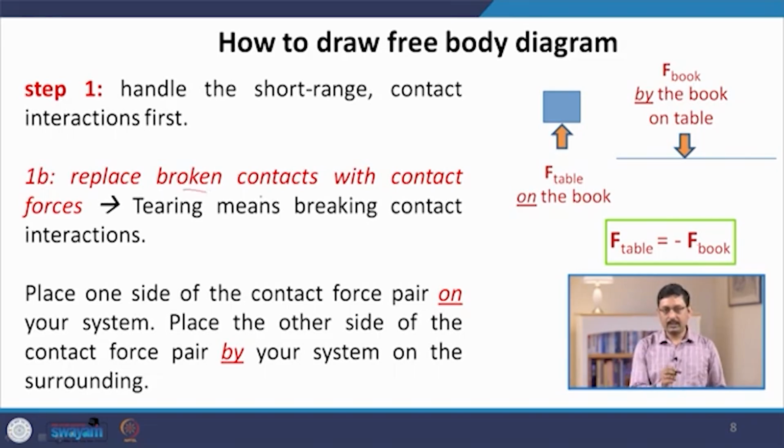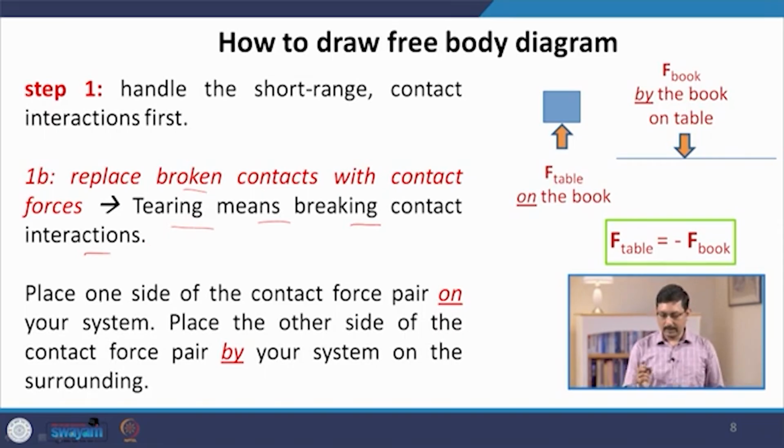So, you replace the contact with contact forces. Note that contact does not mean that it has to be a single point. For example, in this case the book covers a certain area, the contact is over a certain area. At this point this is irrelevant, but it may be important depending on the problem. So, tearing means breaking contact mentally.